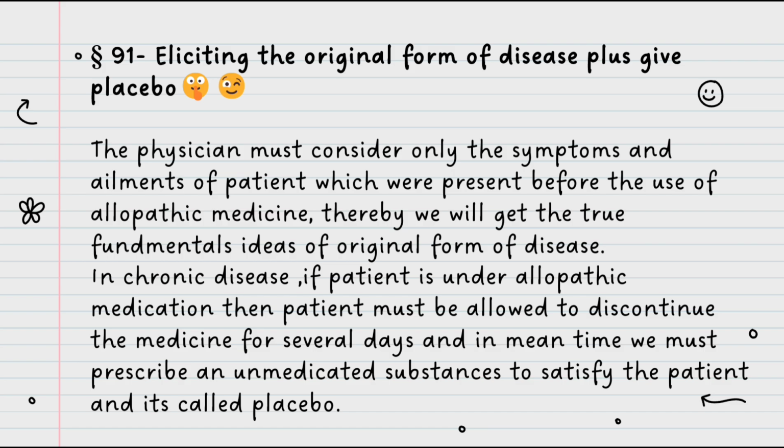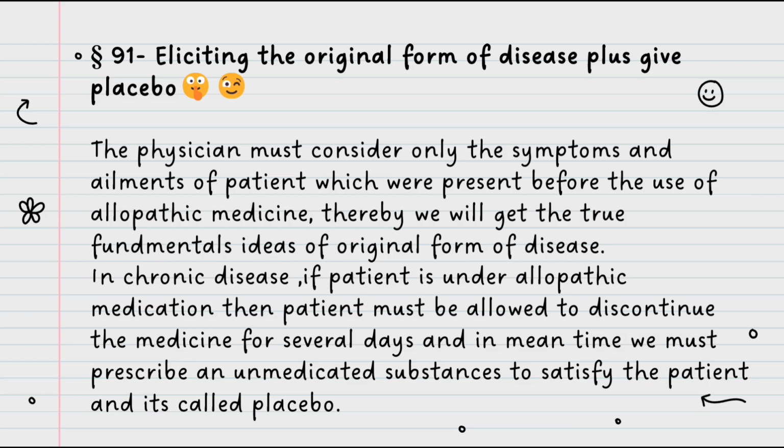The physician must consider only the symptoms and ailments of the patient which were present before the use of allopathic medicine. Thereby, we will get the true fundamental ideas of the original form of disease. Why? For example, the patient is having headache, aggravation in the morning, aggravation when drinking cold coffee, cold drinks, ameliorated by hot coffee, but he took some kind of allopathic medicine, and all those symptoms, like after drinking hot coffee, all those symptoms went. So that is not the original form of disease, that is the suppressed form, isn't it? So we should not take those symptoms. Instead, we should consider only the symptoms and ailments of the patient which were present before the use of allopathic medicine.